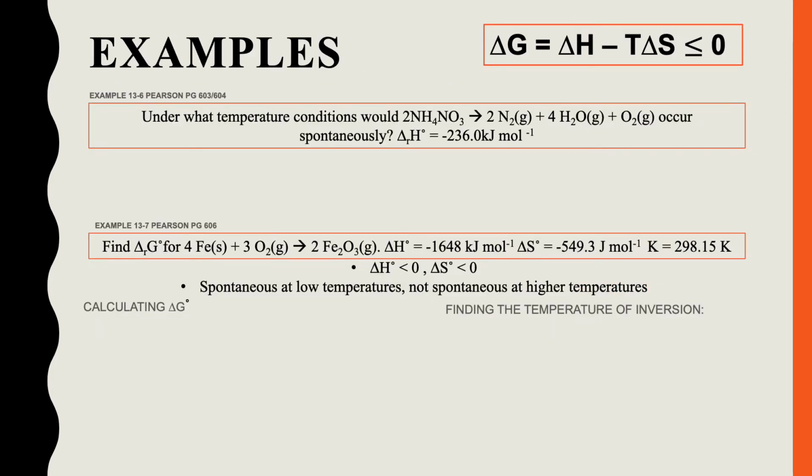Okay, so now we're going to go over some practice examples just to reinforce everything that we just reviewed, and we're going to keep this equation here in mind in order to determine whether this reaction will be spontaneous or not. So with the first one, we're going to determine the temperature conditions in which 2NH4NO3 converted to 2N2 gas plus H2O plus O2 gas would occur spontaneously.